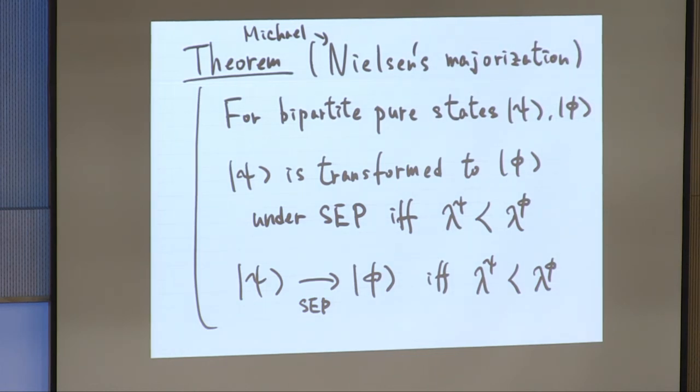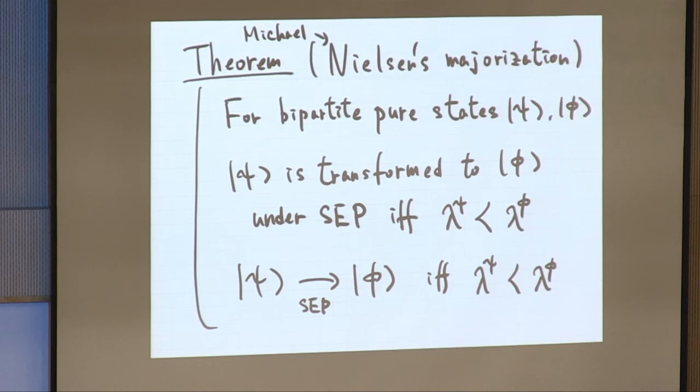Okay, so this is a very clear-cut answer to our question. Given two bipartite pure states, psi and phi, psi can be transformed into the other state phi when the Schmidt vector for psi is majorized by the Schmidt vector for phi.